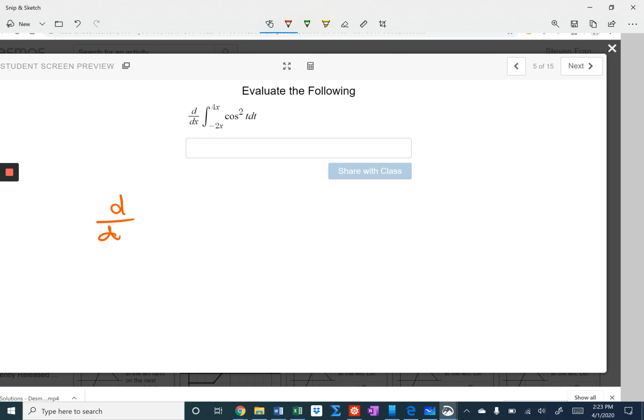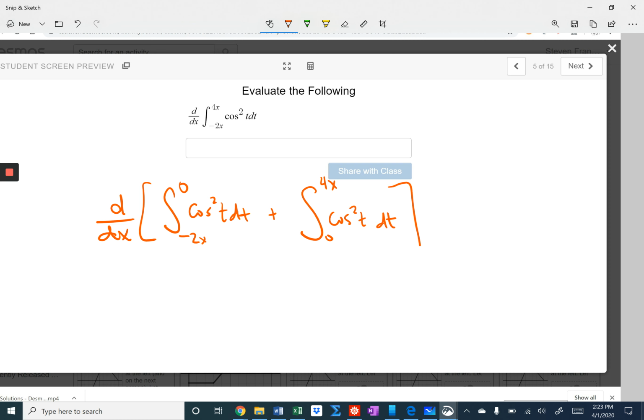So the first thing we want to do is separate the interval from negative 2x to 4x with some constants. So this is going to be the integral from negative 2x to 0 of cosine squared t dt plus the integral from 0 to 4x of cosine squared t dt. Now, the second expression here, I could apply the fundamental theorem to, but the first one still needs a little bit of work.